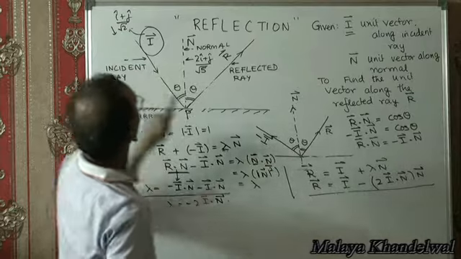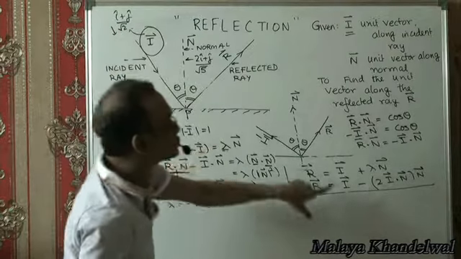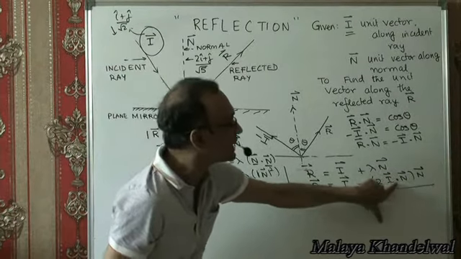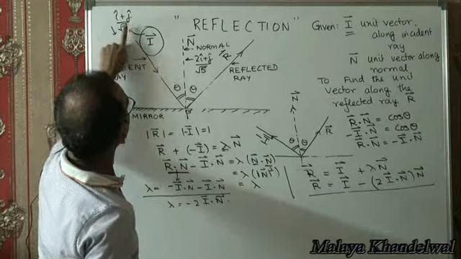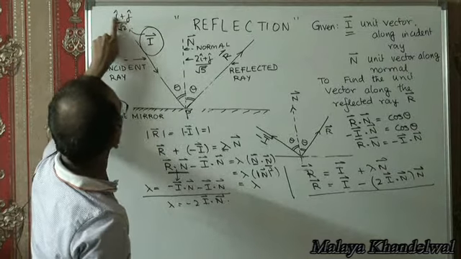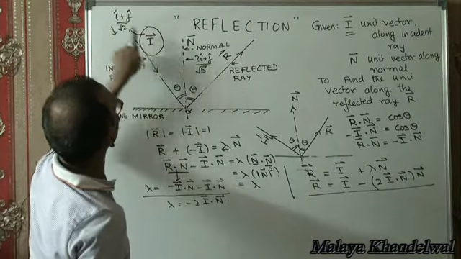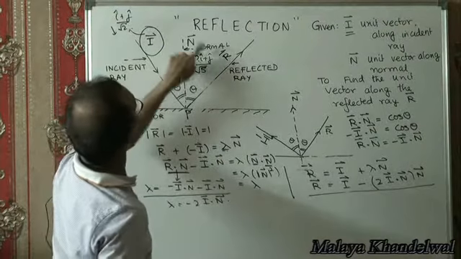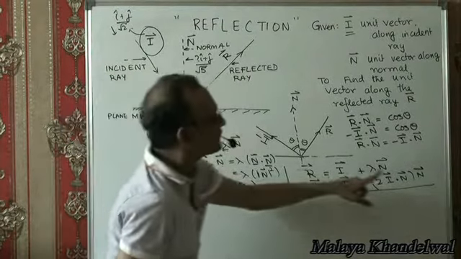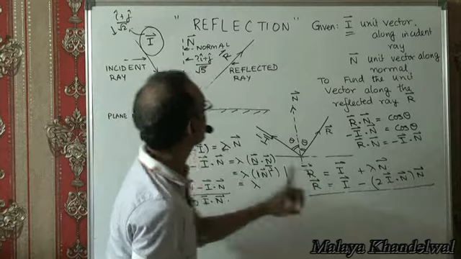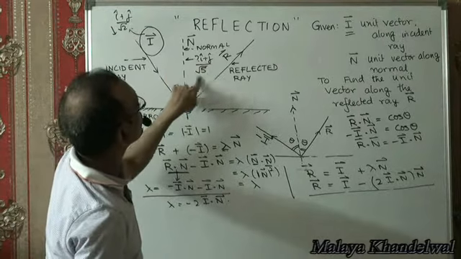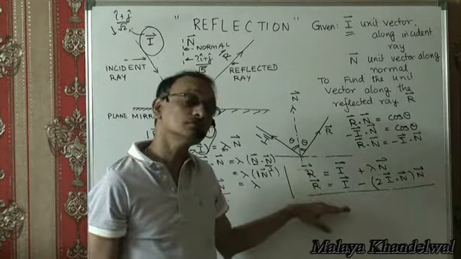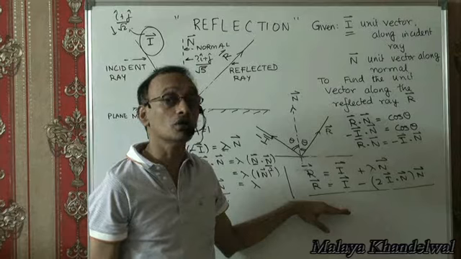I can plug in I as i plus j by root 2, minus twice I dot N. So I just need to take a dot product of these two. So this would be 2 plus 1, 3 divided by root 10. So I dot N would be 3 by root 10, and then I can multiply it with the vector N, which is 2i plus j by root 5, and I get a unit vector along the reflected ray.